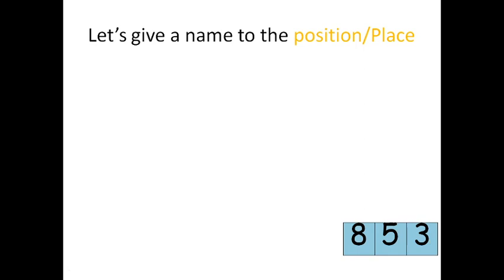We usually start from the rightmost digit of the number. So what is the rightmost digit of the number? The 3. Number 3 is the rightmost number. So this is the first position or the first place, and that name is ones position. The second position is 5, that is tens position. The third position is 8, that is hundreds position.